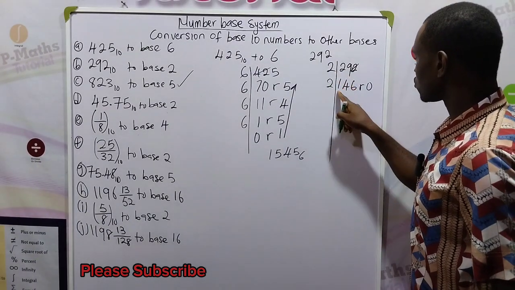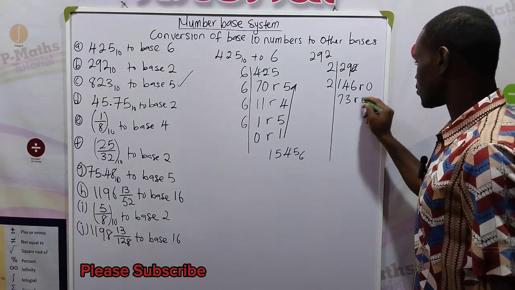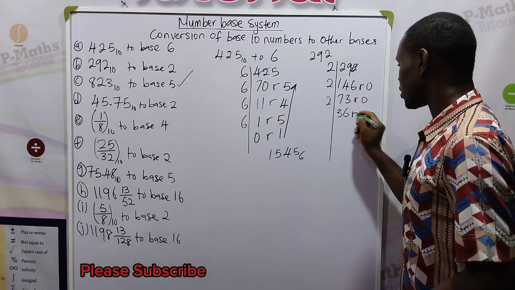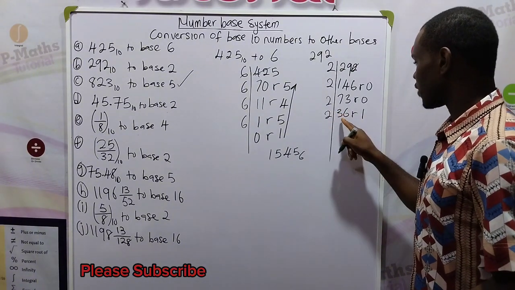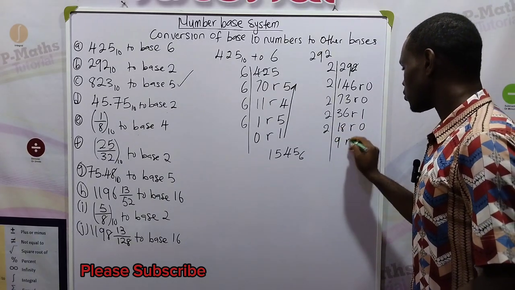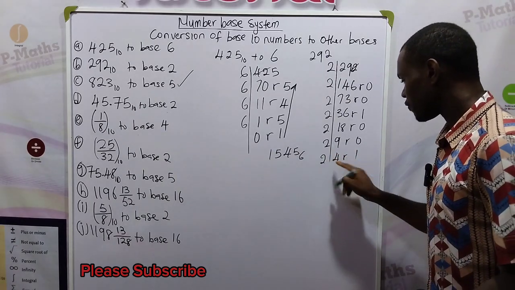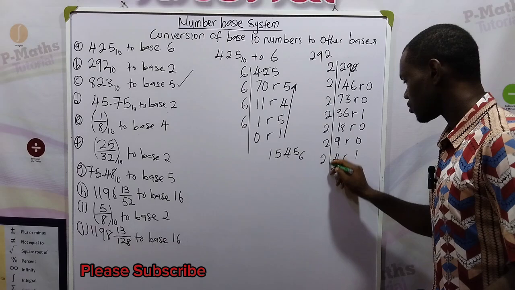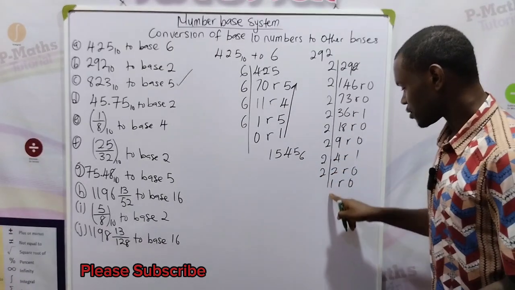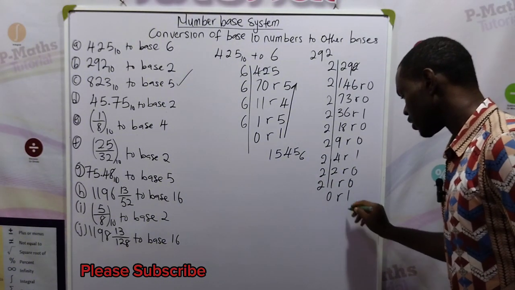So we divide again. 2 divide 146. That will give us 73. Remainder 0. We divide again. 2 divide 73 will give us 36. Remainder 1. Divide again. 2 divide 36, that will give you 18, no remainder. 2 divide 18 will give us 9, no remainder. 2 divide 9 will give us 4, remainder 1. Then 2 divide 4 will give us 2, remainder 0. Now 2 divide 2 will give us 1, remainder 0. Don't stop until you get a 0 here. Now 2 divide 1 cannot work, so we get a 0, remainder 1.